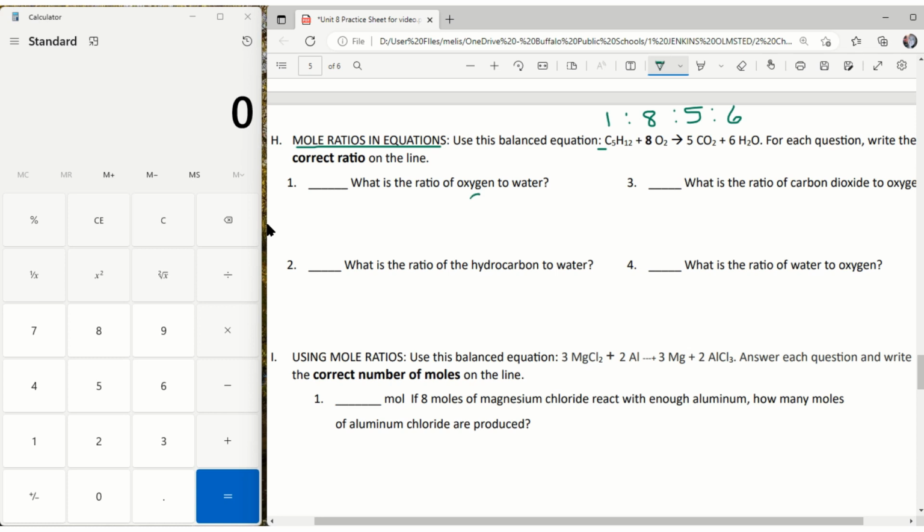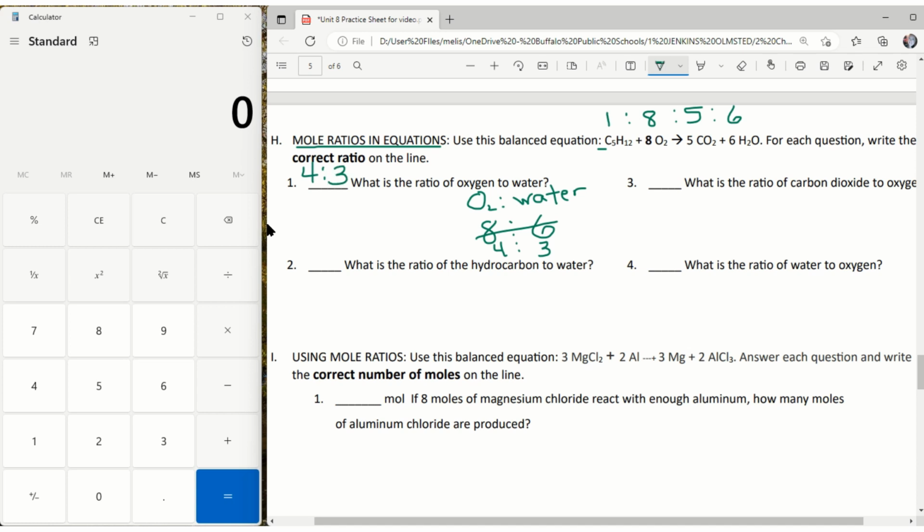But we're not looking at the whole equation, we're just going to look at pieces of it. So oxygen to water, okay? So what was oxygen's? 8. What is water's? 6, right? But I have to think about, can I divide both of these numbers by something? Yes, I can divide them both by 2. So I get 4 to 3. Now can I divide them both by something? No. So the correct ratio is 4 to 3.